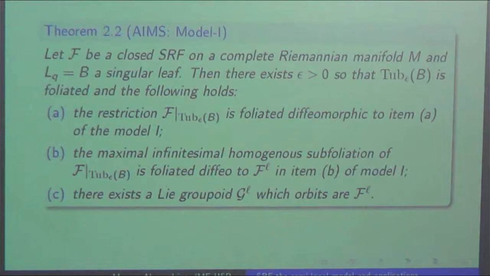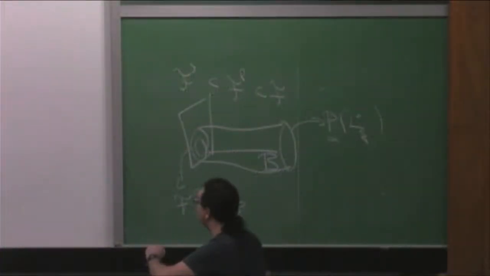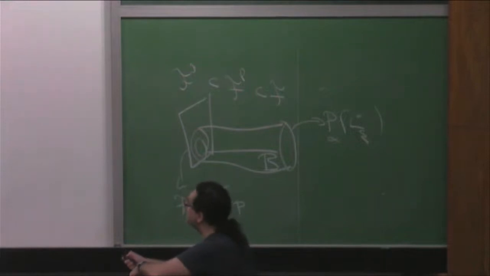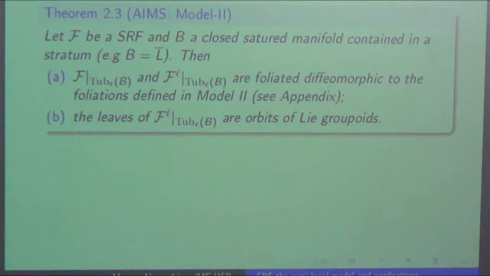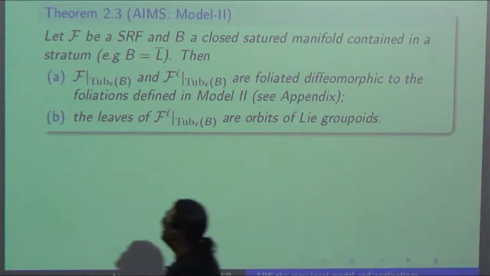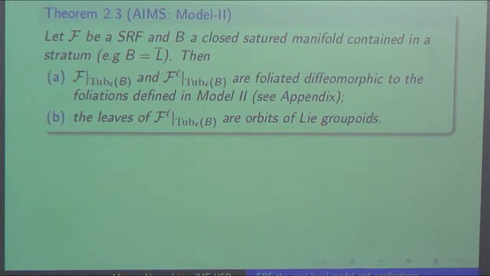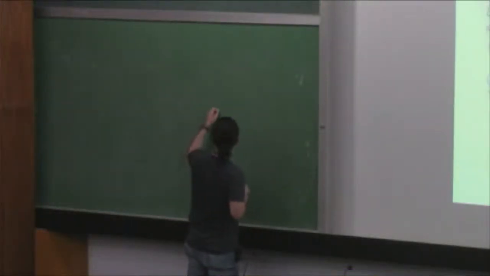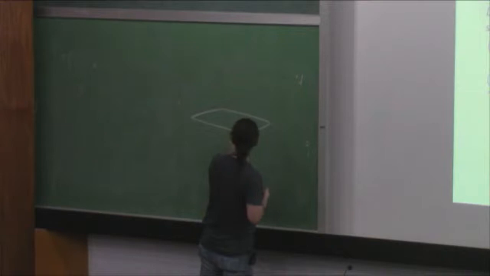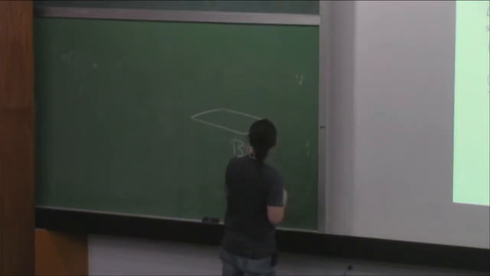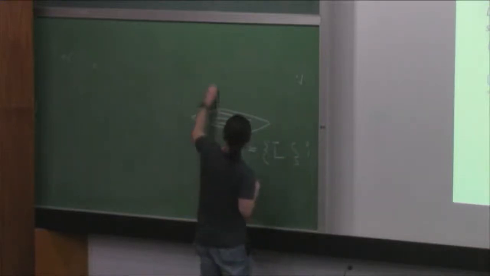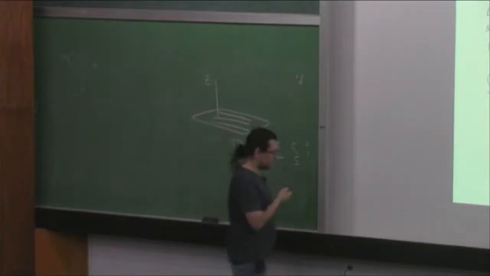Okay, so far so good. Makes sense? And we also have a model for the case where the singular Riemannian foliations are no longer with closed leaves. In that case, I will not put the details, but I can give the idea what happened. In the general case, what you have is a saturated submanifold contained in a stratum. For example, this guy could be a minimal stratum, maybe the closure of a leaf.